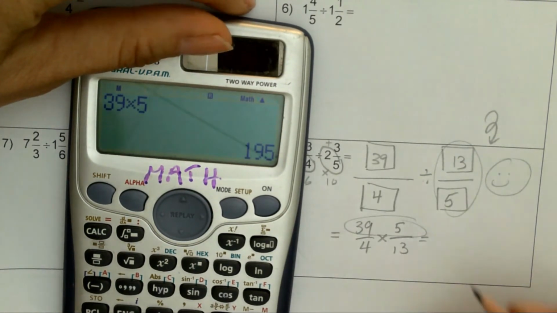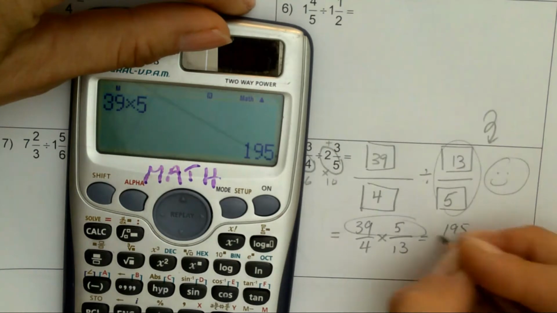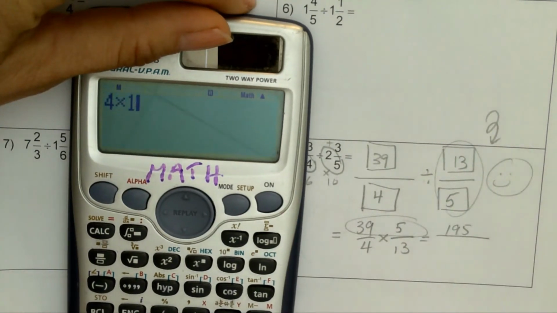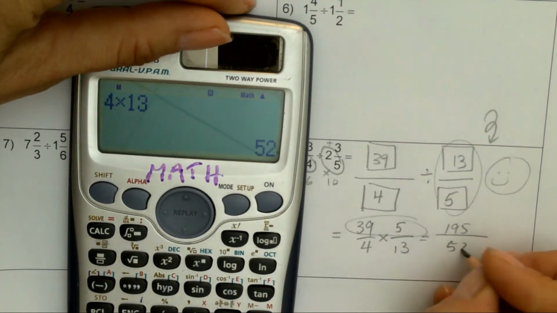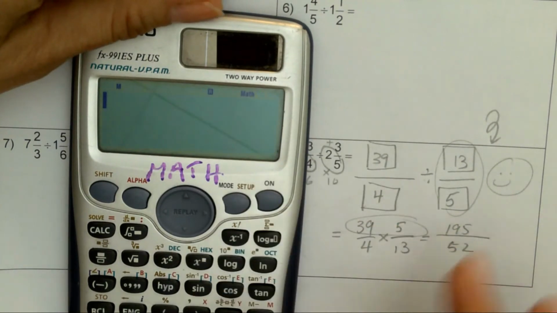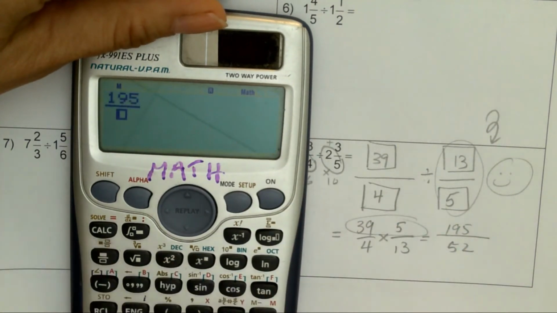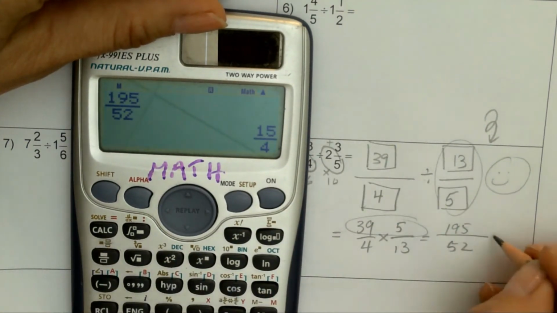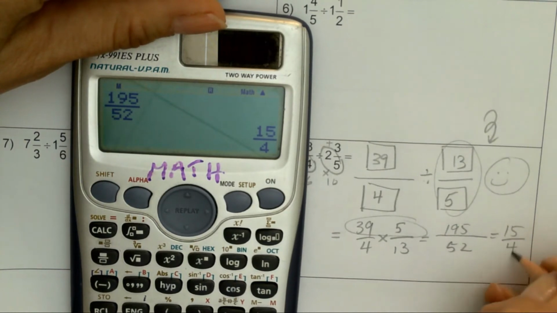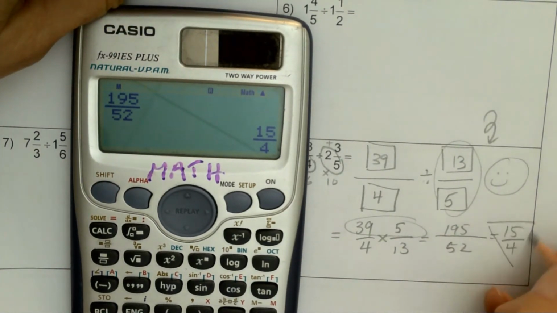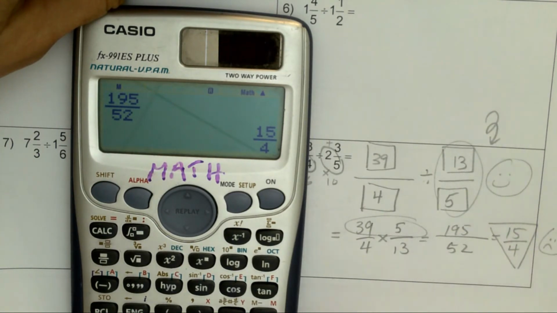39 times 5, 4 times 13. Now can I make that more simple? Probably, because they're big numbers. Yep. 15 over 4. But look, it's improper. That's not good. We can't leave it that way. We need to make it mixed.